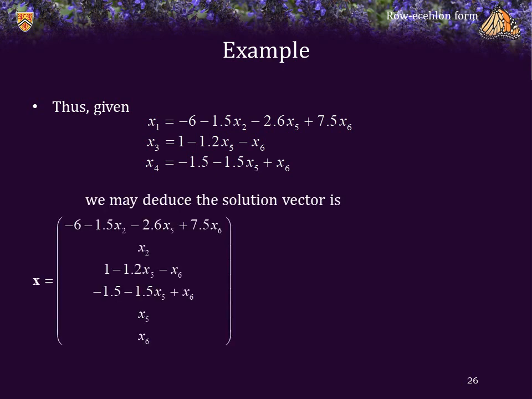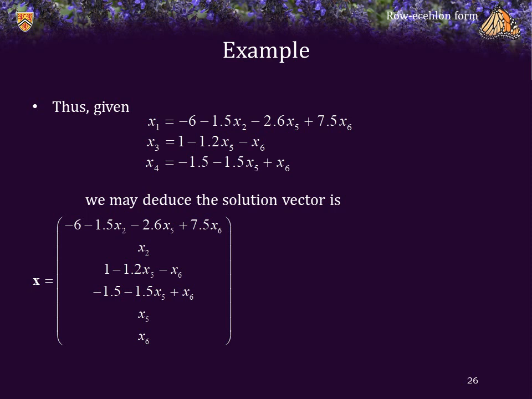Thus, we may write the solution vector as follows. Notice, once again, x2, x5, and x6 are free variables, and consequently they can take on whatever values we want. They don't have to be the same value. For example, x2 could be 7, x5 could be 582,221.5, and x6 can be 0. However, once we have chosen values of x2, x5, and x6, the values of x1, 3, and 4 are fixed.